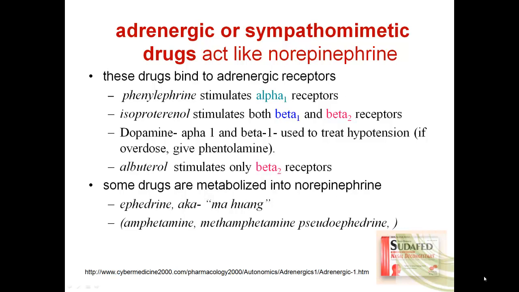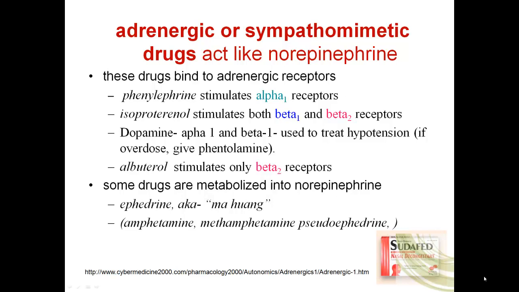Dopamine can be used in a clinical setting to treat hypotension. If a patient has low blood pressure, it stimulates both alpha-1 and beta-1 receptors. Beta-1 leads to more chronotropy and inotropy. Alpha-1 stimulated will lead to vasoconstriction. Albuterol, like I explained on the previous slide, will bind to beta-2 receptors, and this leads to bronchial dilation that helps with asthma.